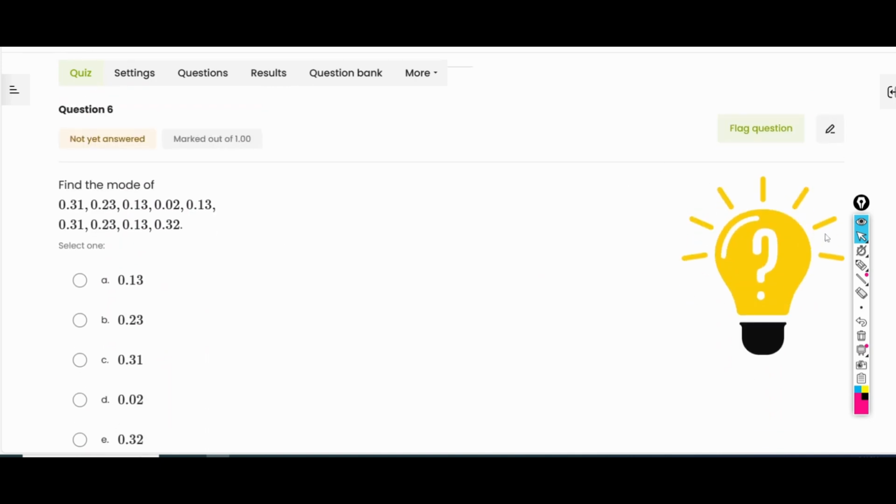All right, 6 says find the mode. So mode means most occurring or most frequent. You just need to look for the number that occurs the most. So we have 0.31, 0.31 twice. Good, so the number that occurs the most is 0.13. 0.13 is the mode.